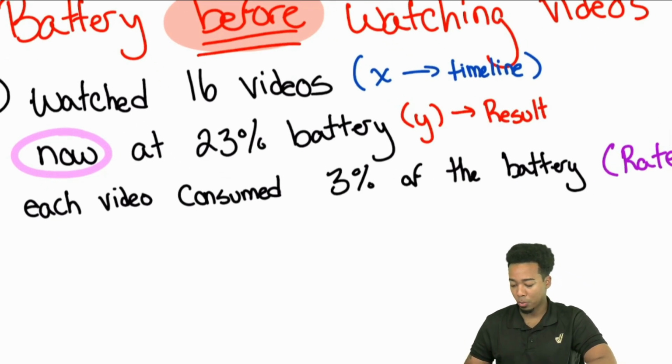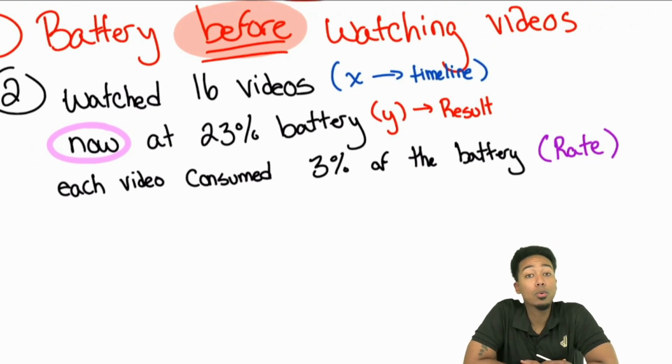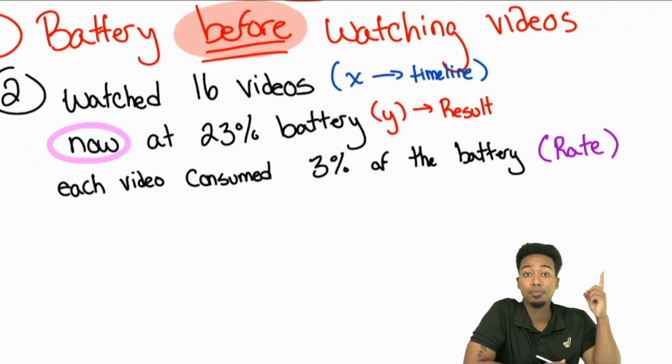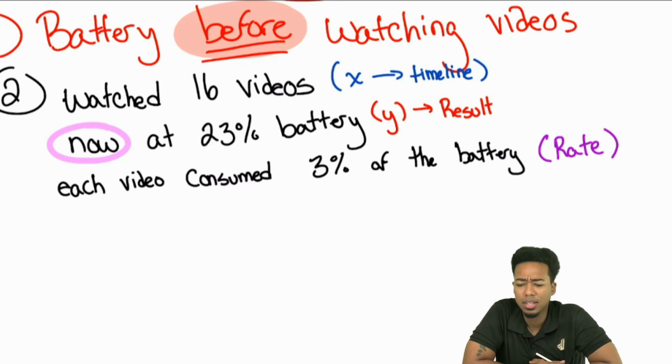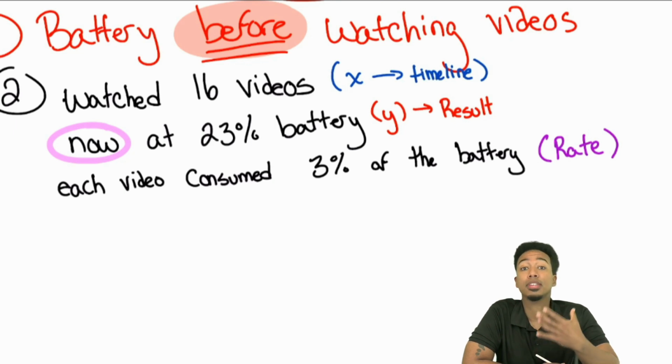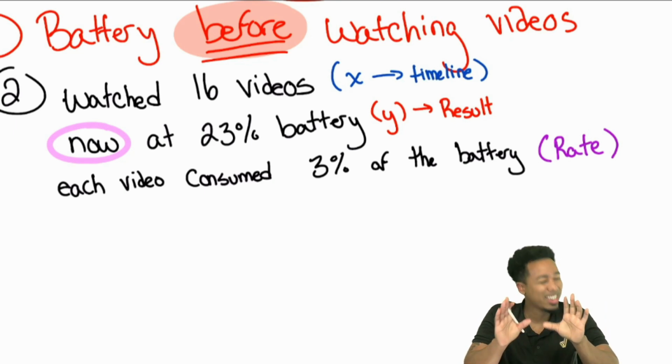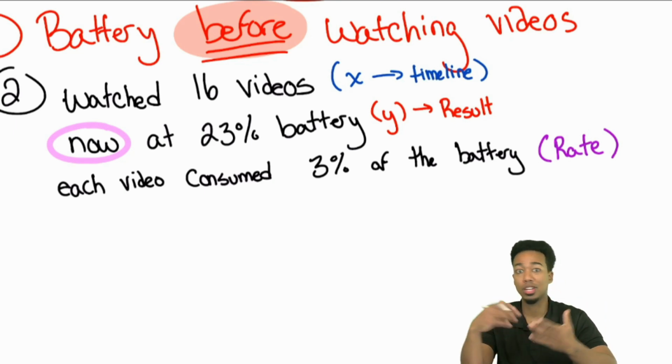Each video consumed 3% of the battery. We already listed that as a rate right over there. And what letter was that in the context of the equation? What letter is that going to be again? M. Yep. So let me prove to you why this is the case, because I know some people may be confused in terms of, okay, coach, I'm following along, I'm writing down what you're writing down, but it doesn't make sense. I got you. That's why I'm teaching, and I'm not just reading off of a book.